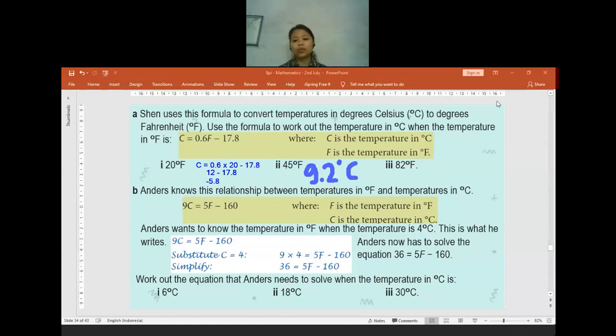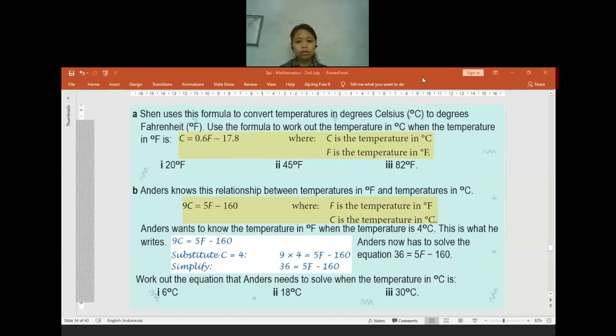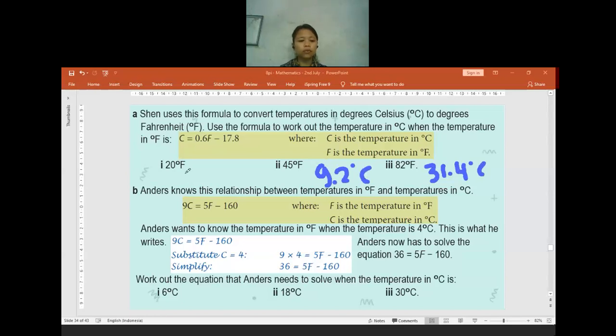How many degrees Celsius will it be when it is 82 degrees Fahrenheit? How many degrees Celsius will it be? If you have any difficulties, feel free to ask. Do not stay quiet. Yes, it will be 31.4 degrees Celsius. This one before is 9.2 degrees Celsius. Over here is negative 5.8 degrees Celsius.